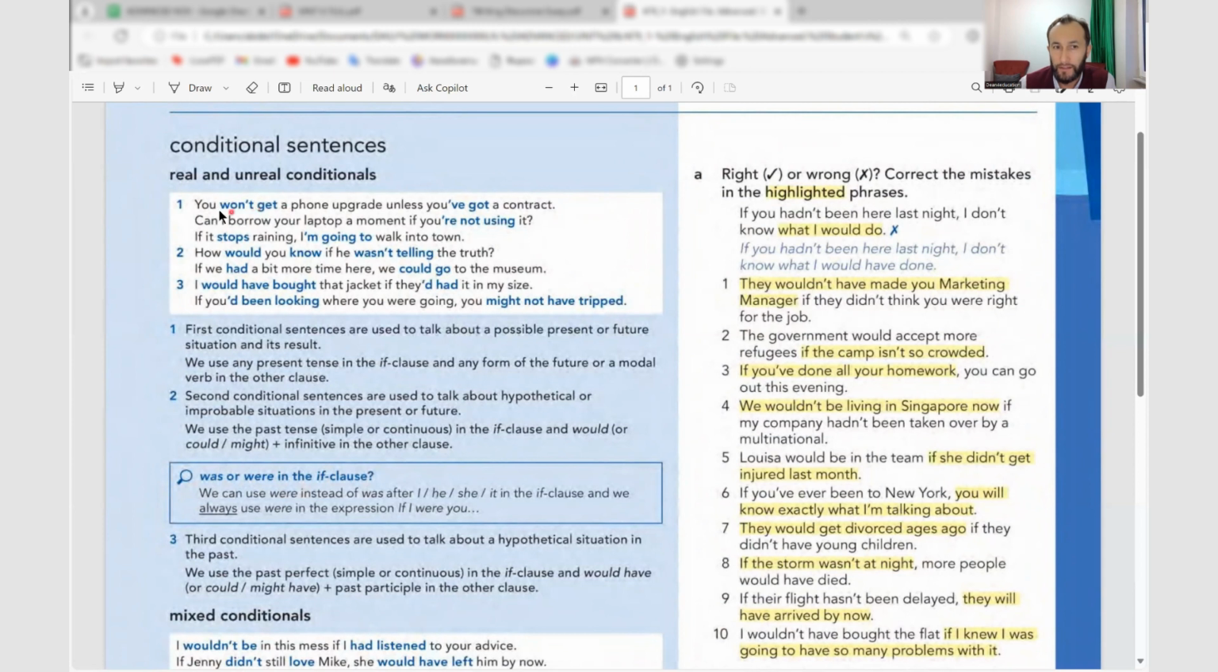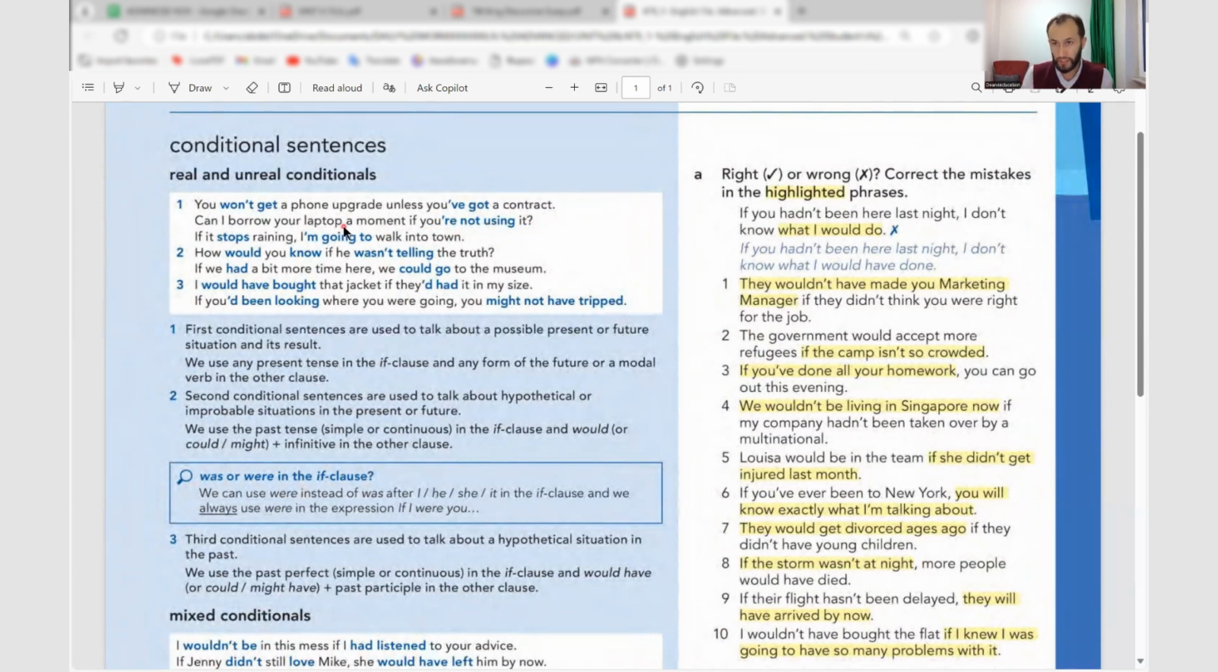You won't get a phone upgrade unless, you see, unless means if not, unless you've got a contract. So you've got here a present tense, present simple. Can I borrow your laptop a moment? You see, this is a modal verb. Can I borrow your laptop a moment if you are not using it?